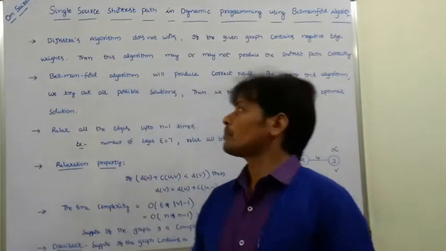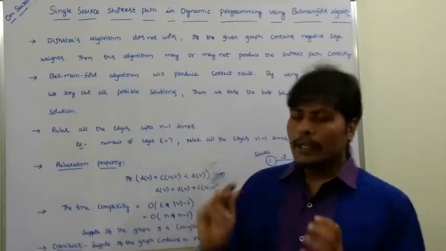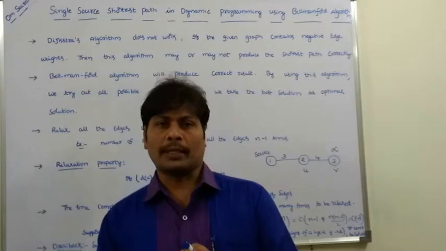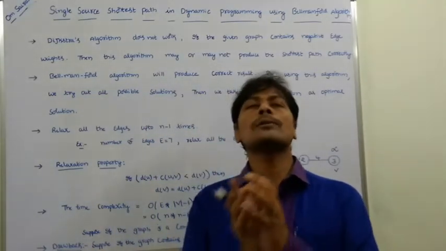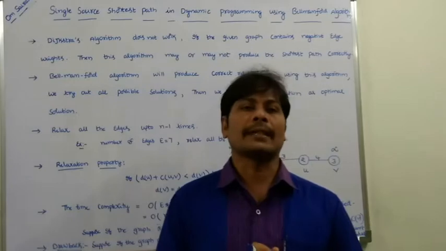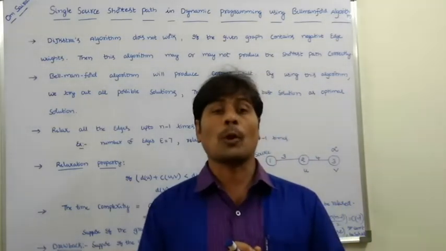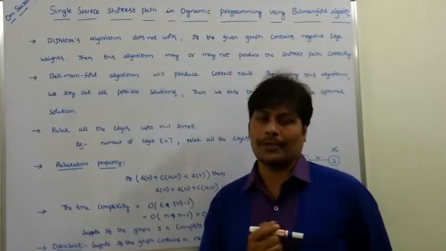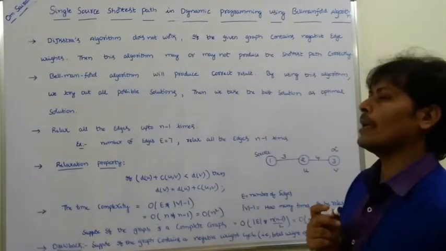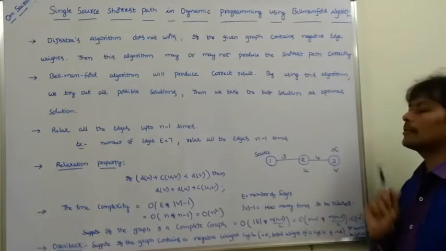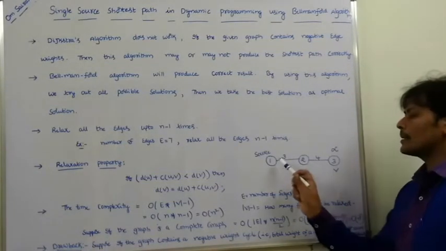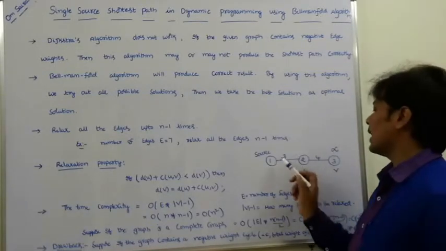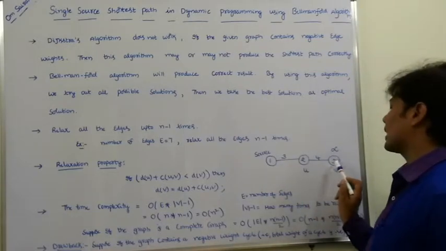Here we have to use one property called the relaxation property. The same property can also be used in the single source shortest path problem in the greedy method. Once again, what is relaxation? The relaxation property is as follows. Suppose there are three vertices: vertex 1, vertex 2 and vertex 3. Vertex 1 is the source vertex and vertex 3 is the destination vertex.